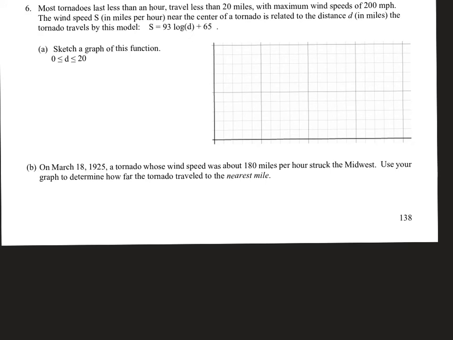Number 6. Most tornadoes last less than an hour, travel less than 20 miles with maximum wind speeds of 200 miles per hour. The wind speed S in miles per hour near the center of a tornado is related to the distance D in miles the tornado travels by this model. So they gave you this crazy looking equation with log of D, and they want us to sketch the graph from 0 to 20. So I'm going to put this in my y equals. I'm going to get a table of values.